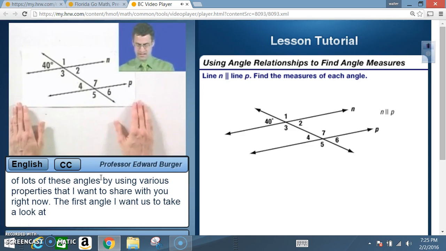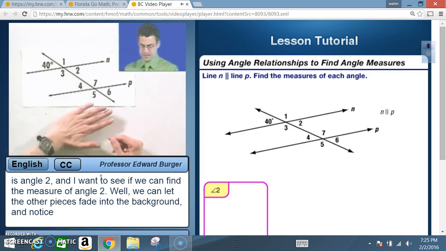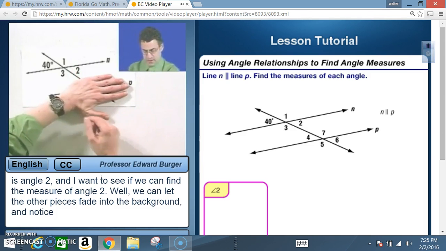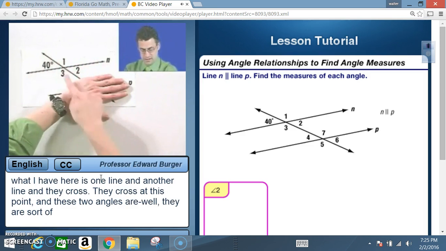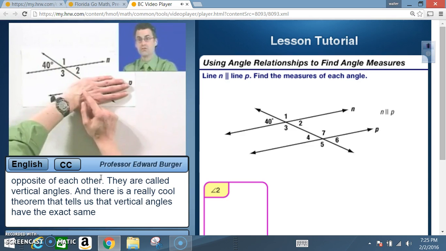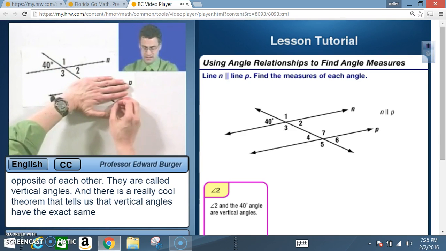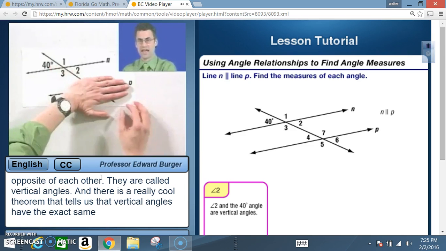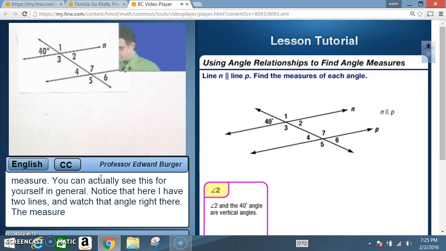The first angle I want us to take a look at is angle 2, and I want to see if we can find its measure. Let the other pieces fade into the background, and notice that what I have here is one line and another line, and they cross at this point. These two angles are opposite of each other. They're called vertical angles. And there's a really cool theorem that tells us that vertical angles have the exact same measure.